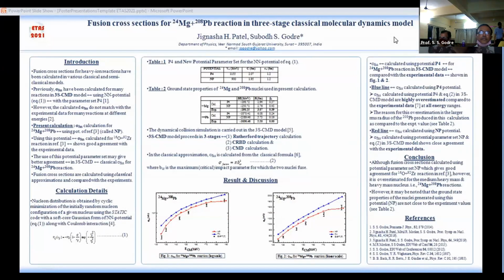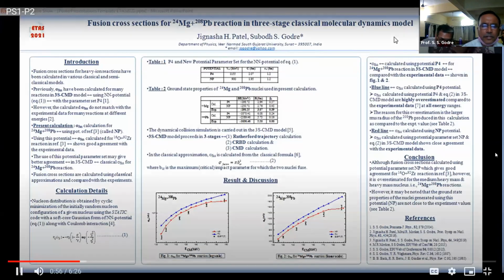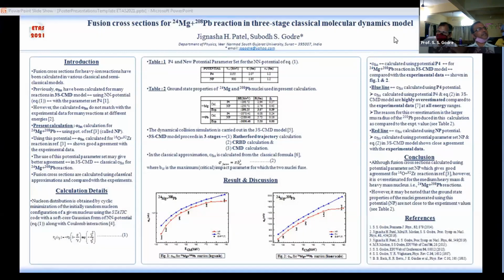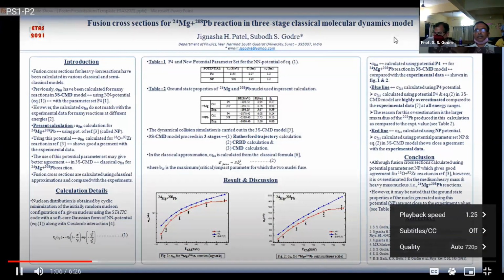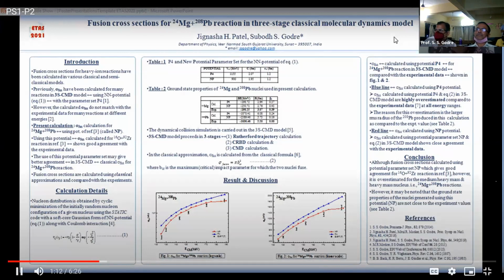Fusion cross-section have been calculated for many reactions in the 3S CMD model using NN potential with a parameter set P4. However, the calculated fusion cross-section do not match with the experimental data for many reactions at different energies. In the present work, we calculated fusion cross-section for 24 magnesium plus 208 lead using potential of reference 3, which is called new potential NP.